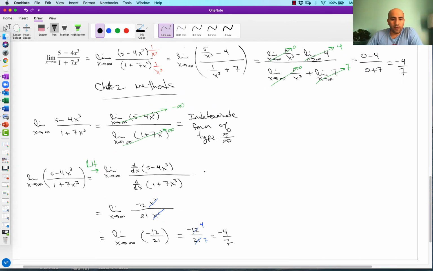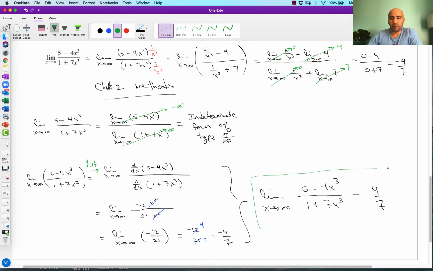So we can wrap it all up and put a bow on it and go back to our original statement: the limit as x approaches infinity of the original ratio we were interested in, (5 minus 4x cubed) divided by (1 plus 7x cubed), is equal to negative 4/7. And this answer matches what we would have gotten had we used the techniques from chapter 2. Right, same.